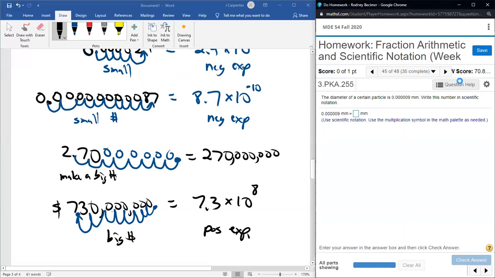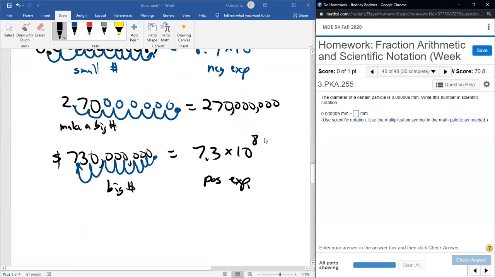Here we go. The diameter of a certain particle is 0.000009 millimeters. That is a really, really, really small item. In fact, if you wanted to put that in meters, it would be 3 more zeros between the decimal and the 9. So it's currently 1, 2, 3, 4, 5 of those zeros, then the 9. If you had this in meters, it would be 8 of those zeros, then the 9. If you had it in kilometers, it'd be 11 of those zeros and a 9.